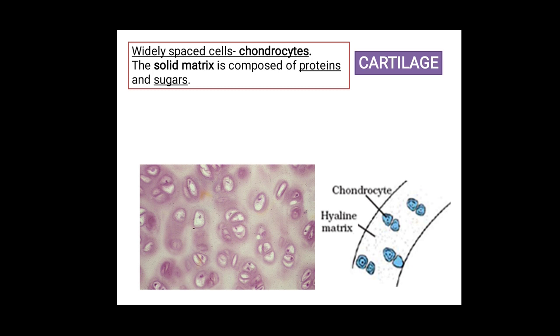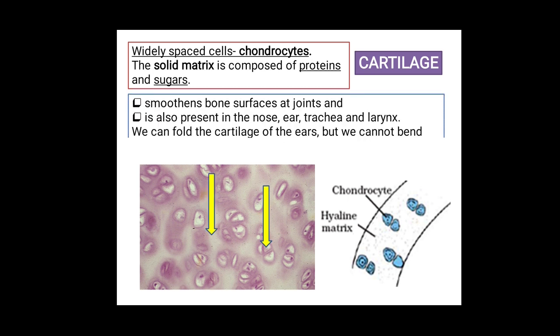And outside the cavity there is this transparent matrix. You can see these are the cells. Hyaline cartilage it is called. And what is its function? It will smoothen bone surface at the joints. Otherwise, the two bones will strike against each other and produce a sound.